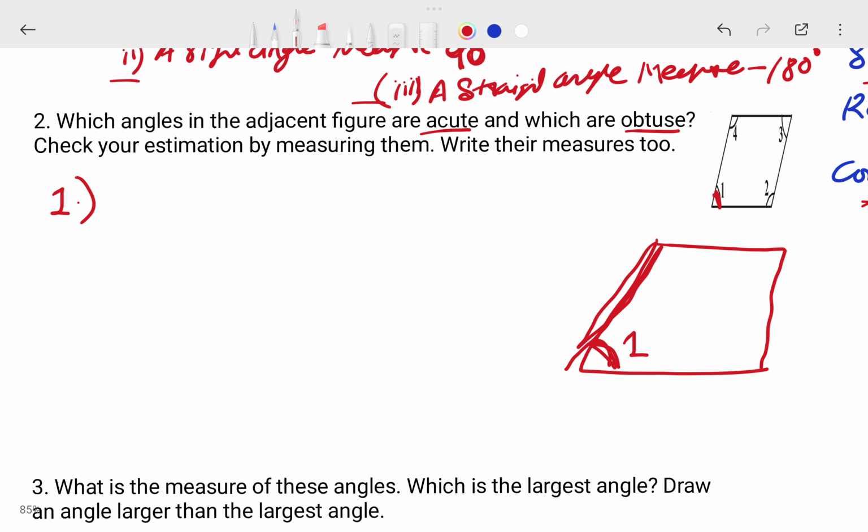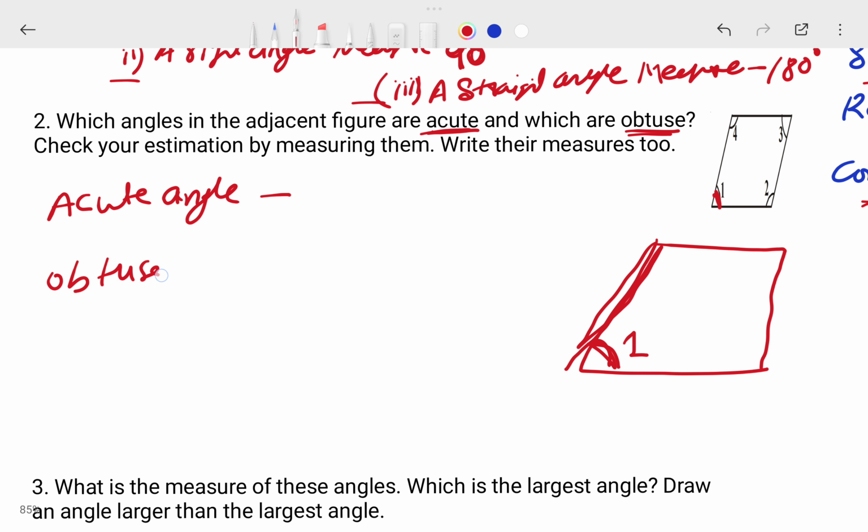If you have an idea about that, then you can do it by yourself. Otherwise, if you are not understanding, don't worry, I will tell you how we can do this one. So let's talk about this one. We have to find only two angles, that is acute or obtuse angle. So first let's write the acute angle. Now let's write the obtuse angle.